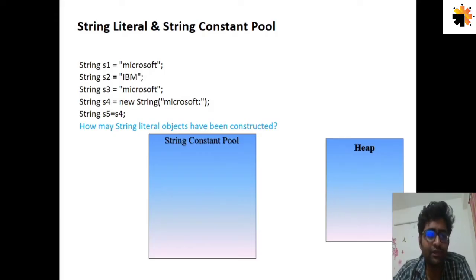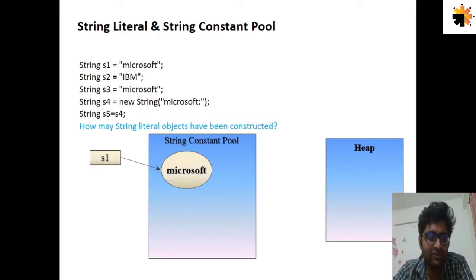Now String s4 equals new String(Microsoft). Because we have given new String here, the object gets created in the heap memory. So the Microsoft object gets created in the heap memory. And then we have String s5 equals s4, so s4 is copied into s5. s4 is a Microsoft object which is created in the heap memory, so that gets copied into s5. So we'll see the representation over here.